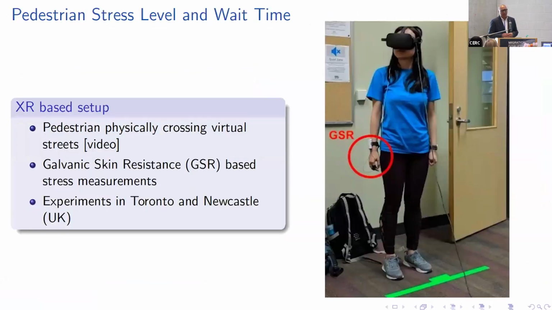And here we are also able to do not only observe the exact behavior, but also measure their neurophysiological state as well. So in this case, we put in a GSR sensor that can measure their stress levels while they are performing certain experiments as well. And this particular experiment we not only did in Toronto, but we had a version of it for Newcastle as well in the UK. So we have data from Newcastle as well.